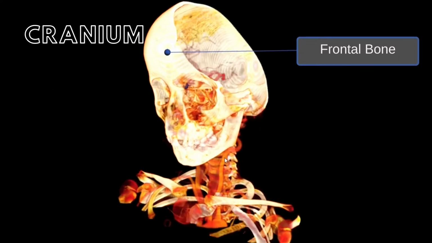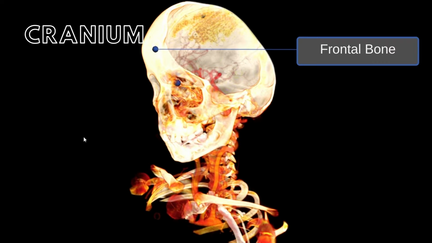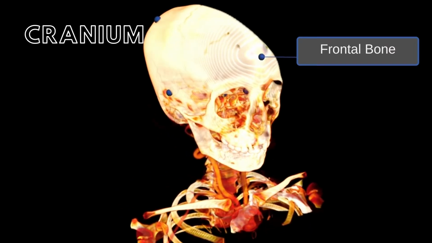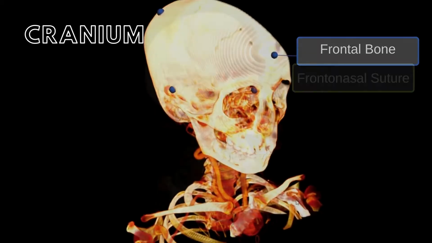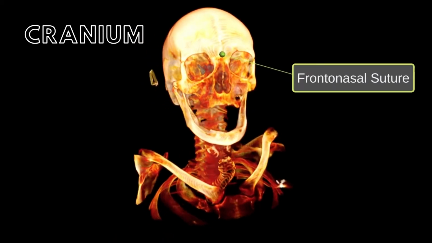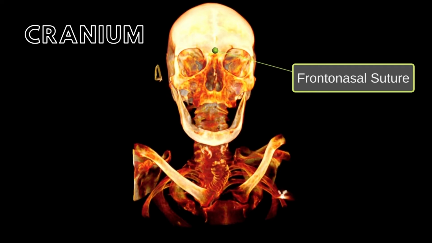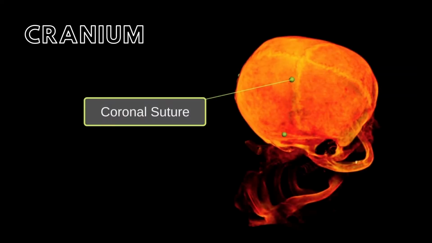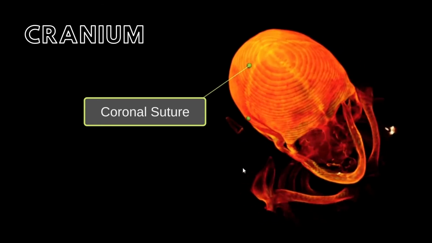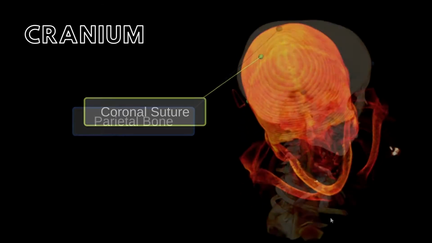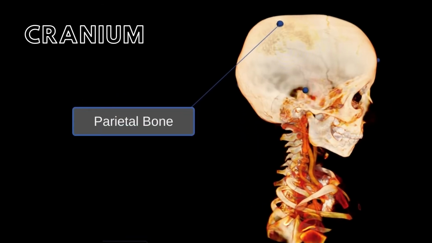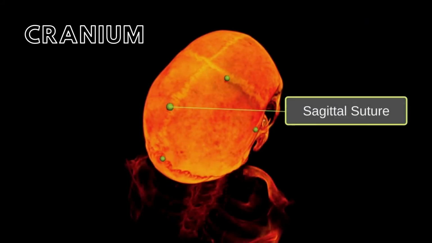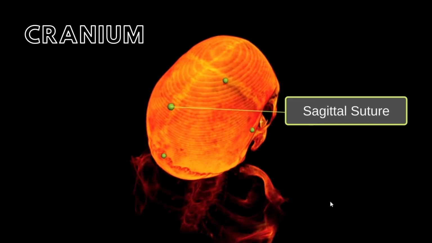The frontal bone stretches from your eyebrows to a bit past your hairline, making up the top part of your eye cavity and the front of your head. The frontonasal suture joins the frontal bone with the superior aspects of the nasal bones. The coronal suture joins the frontal bone posteriorly with 2 parietal bones. The parietal bones are a left and right pair, forming the side and top of the head. The sagittal suture joins the left and right parietal bones at the midline of the body.